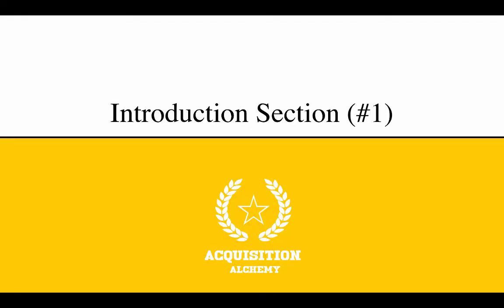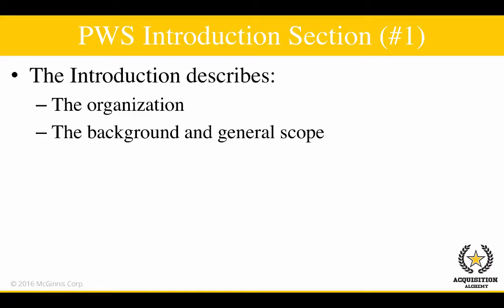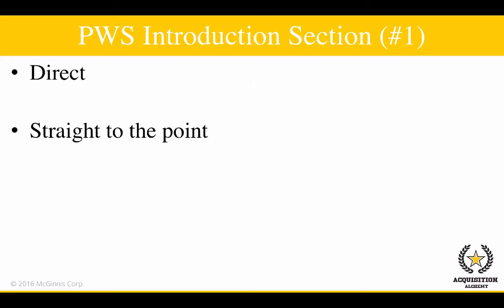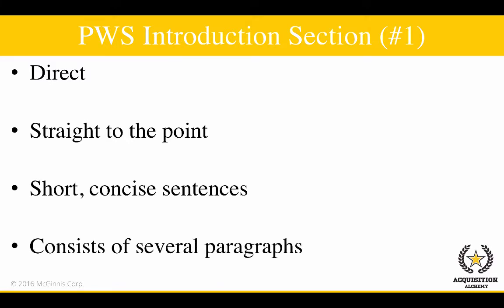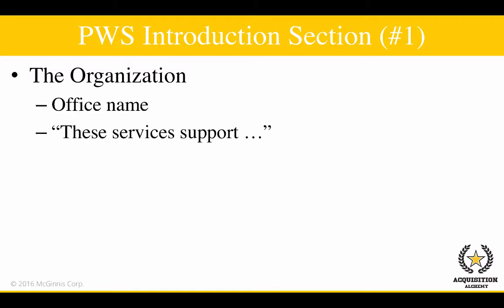The introduction section of your PWS describes the organization, the background and general scope of the requirement, and the goals of the requirement. The introduction should be direct and straight to the point. Using short and concise sentences, the introduction section consists of several paragraphs such as organization. The organization paragraph includes the office name that is responsible for acquiring the services. You will want to add a sentence such as these services support, and then go on to explain the organization which they are supporting.